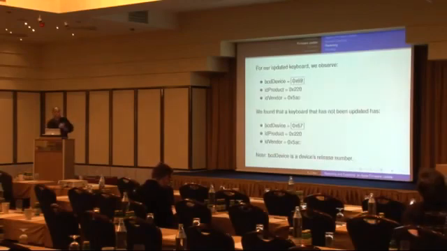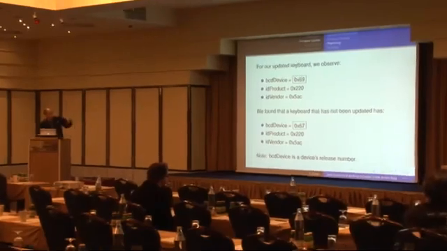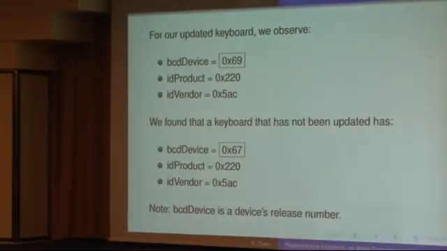From a high-level view, if we look at these values for an updated keyboard, there's this bcdDevice value, product ID, and vendor ID. Apple's vendor ID is 05AC, and this USB keyboard has a product ID of 0220. Whenever it's been updated, the bcdDevice value is hex 69, but whenever it hasn't been updated, it's hex 67. So this is the mechanism by which they can tell whether or not the keyboard has been updated. It's kind of like a revision number, so to speak.